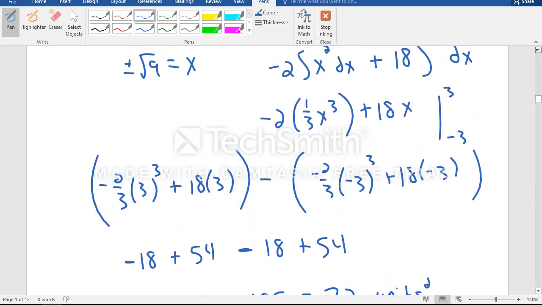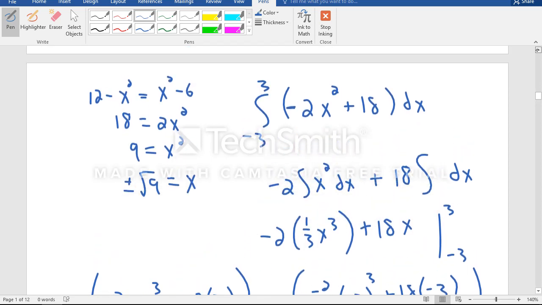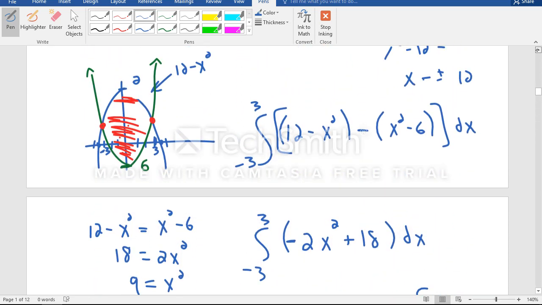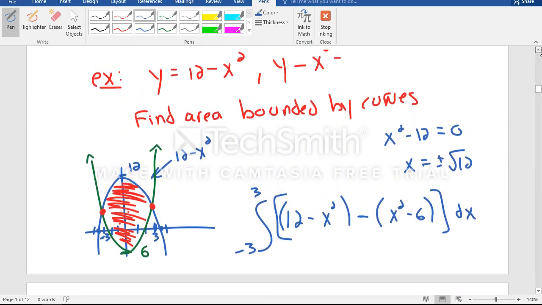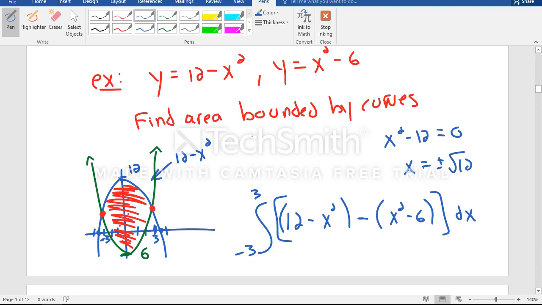So again, visually, let me scroll back up for a second. What we were looking at is the area between these two parabolas, right? So we found the area bounded by the curves. We had to graph the -x squared plus 12, we had to graph the x squared minus 6, and visualize what was bounded between the curves.